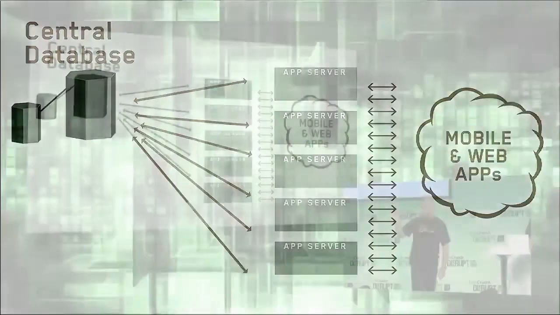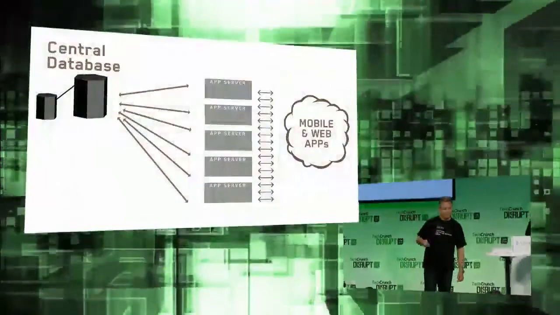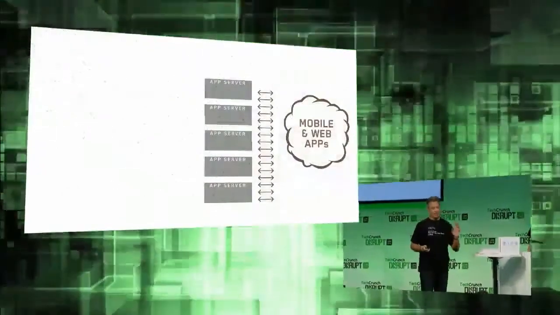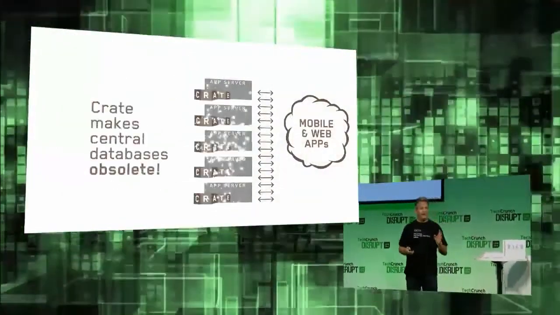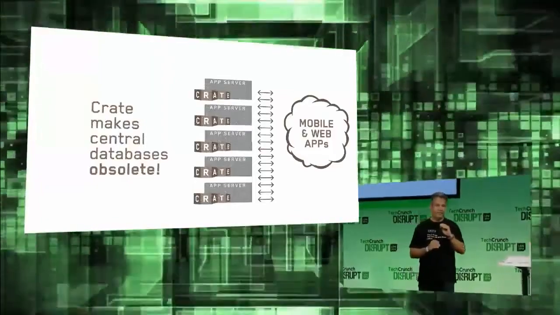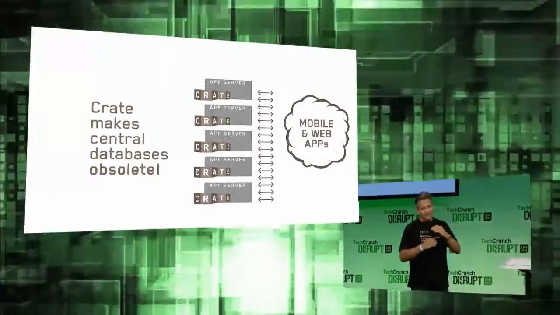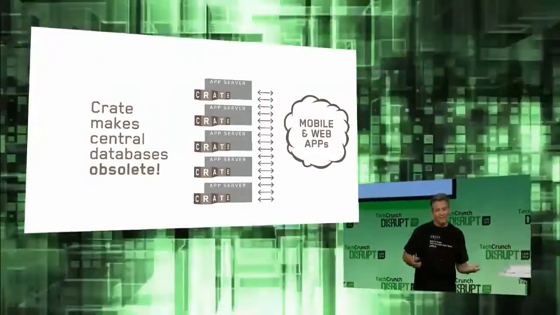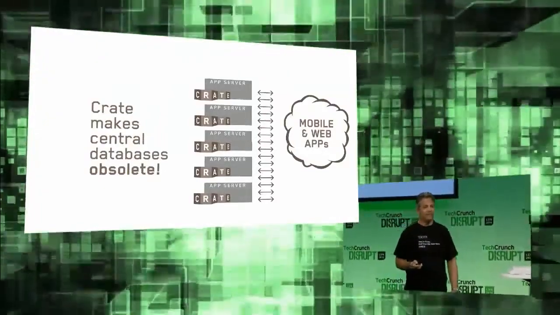So this is the old world. You have this big central database, and Crate makes those obsolete. Actually, you can now install your database on each application server. And this allows you, with this elastic data store, to scale just with the success of your application.